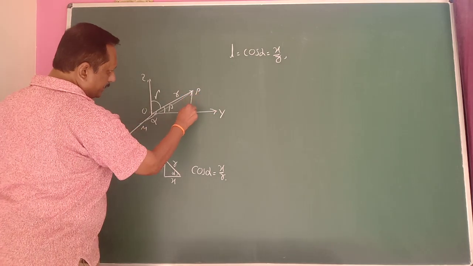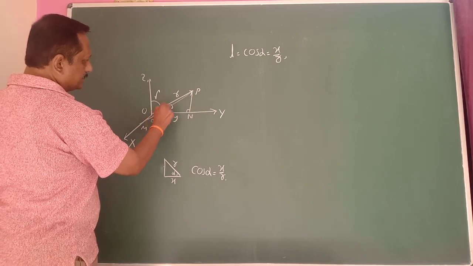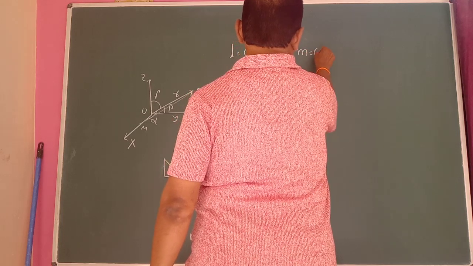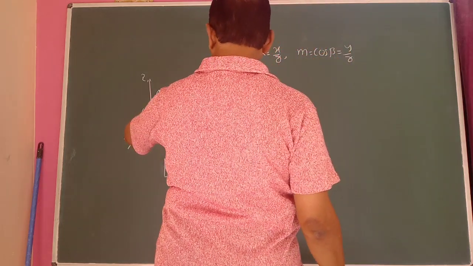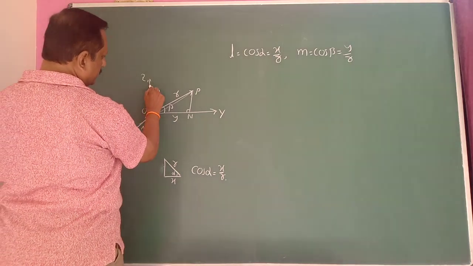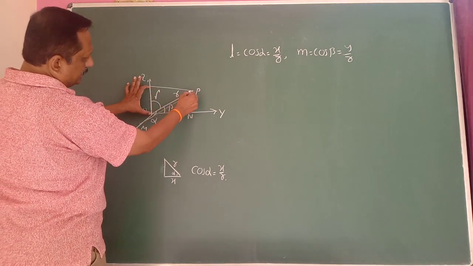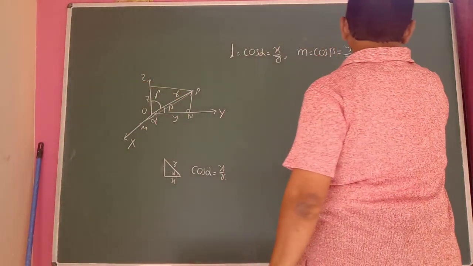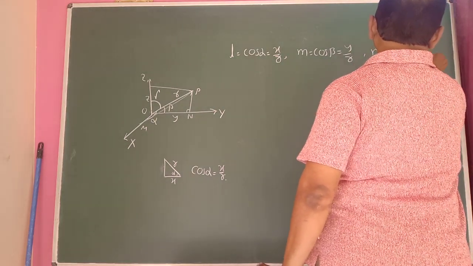Similarly, draw PN perpendicular to the y axis. Then this is y units and this is r units. Therefore m is equal to cos beta is equal to y divided by r, adjacent divided by hypotenuse. Similarly, draw a line perpendicular to the z axis, then this length is z units, this is r units, z by r. This angle is gamma. Yes, n is equal to cos gamma is equal to z divided by r.